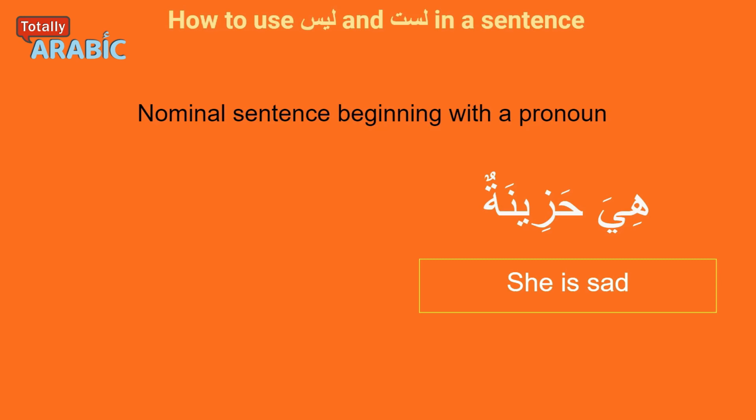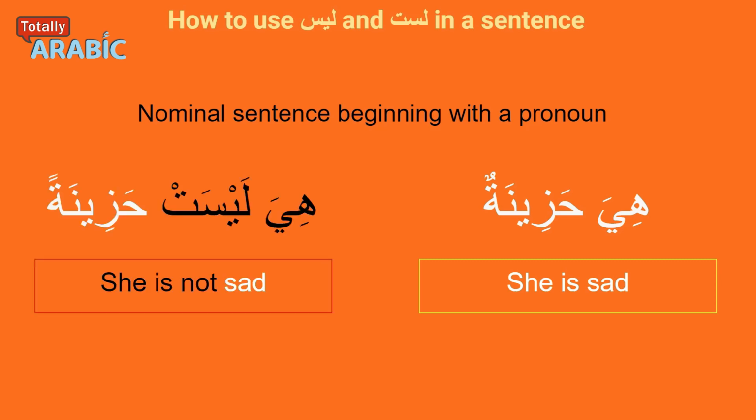What about the negative? Hiya laysat hazinatan. Can you see? Remember we talked about laysat? When it is followed by an alif and lam, this sukun changes to kasra. But when it is followed by a noun that has no alif and lam, we keep the sukun. This is the default format, how it should be. It only changes to a kasra when it is followed by alif and lam. Hiya laysat hazinatan. She is not sad.